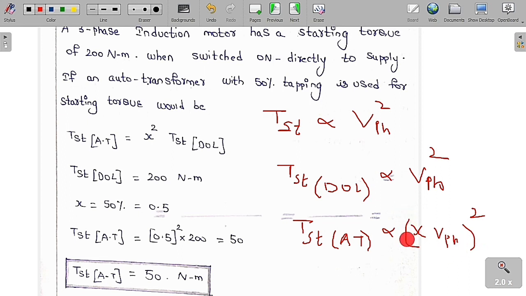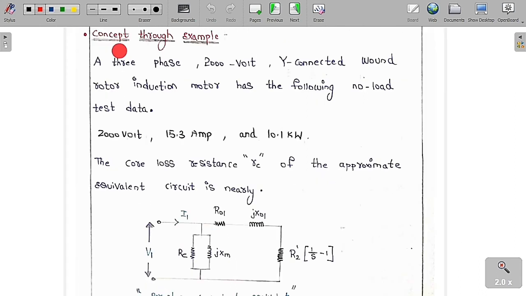If you divide these two equations and simplify, we get the starting torque with auto transformer is equal to X square times the starting torque with DOL. So with the help of the auto transformer, we reduce the per phase voltage by a factor of X. Then we get this important relation: the starting torque of auto transformer is equal to X square times the starting torque of direct online, where the stator is connected in delta fashion. Let me tell you another concept.